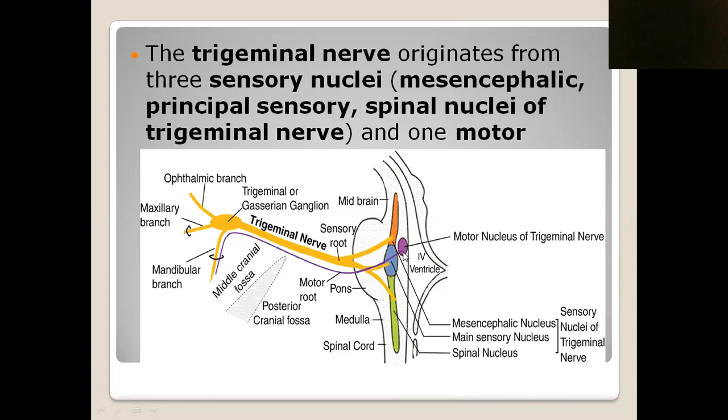Okay. Then the motor root arises from this motor nucleus. From there it comes out. So it has two roots, and that introduction point is clear. The trigeminal nerve is the fifth cranial nerve arising from the pons with two roots, one large sensory root and a small motor root. The sensory root arises from these three nuclei, and the motor fibers arise from this motor nucleus. Then from the pons, these two roots run forward.